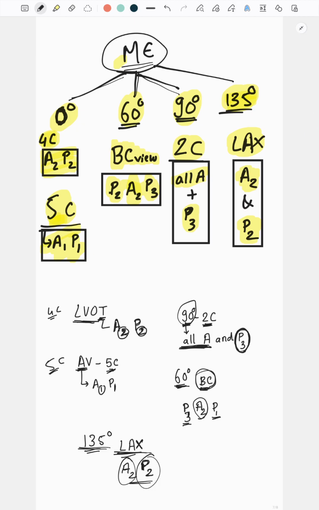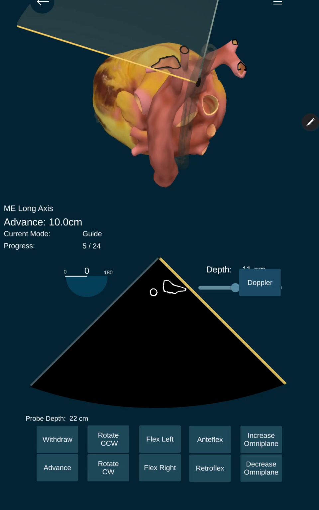Now this was the theory part. We'll go to a simulation application where we can see this more clearly with 3-dimensional visualization. So let us focus on the simulation.